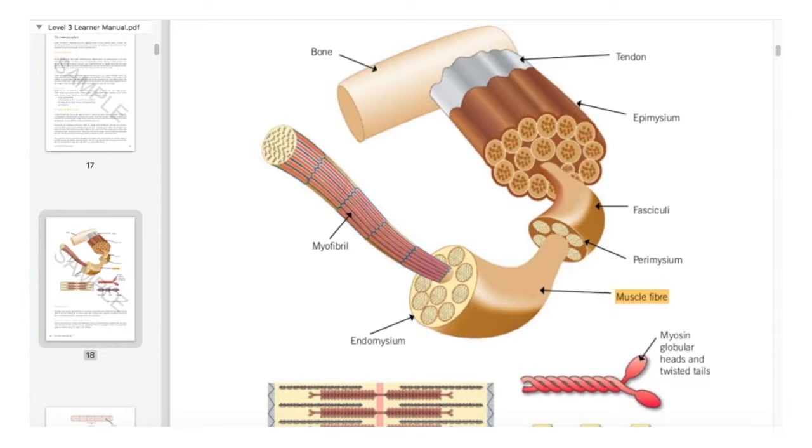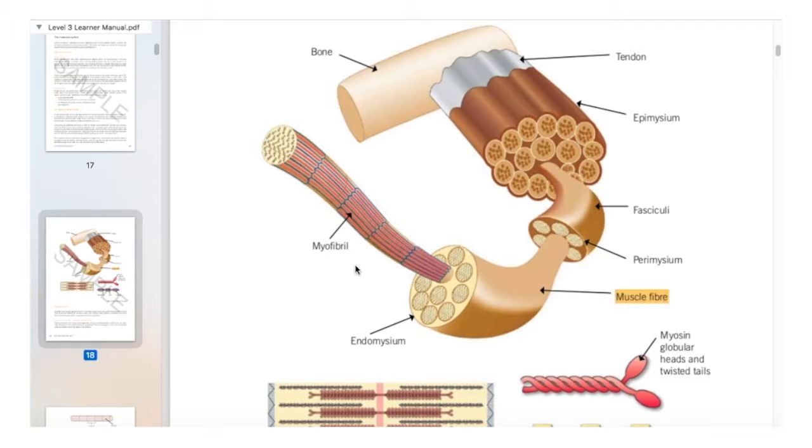In this video I'm going to talk about how muscle contraction happens. I'm on the level 3 learner manual on page 18. This is the basic diagram that you'll need to learn at your own time, but I'll talk about certain key aspects. Remembering with muscle fibers, you've got different muscle fiber types, type 1, type 2A and type 2B.